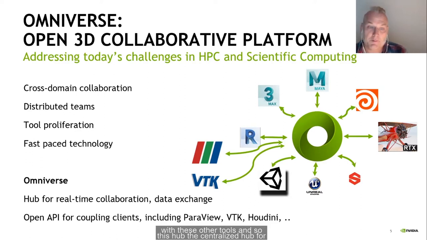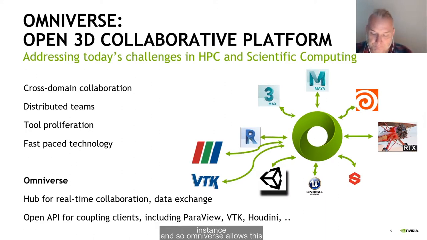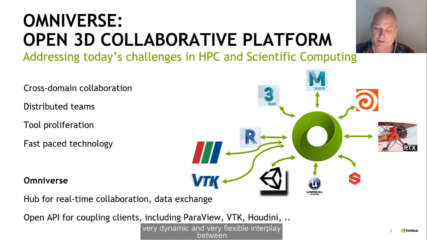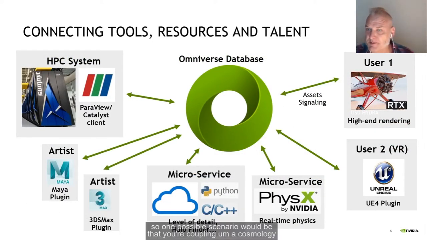And so this hub, this centralized hub for exchange of information, can act as a melting pot between assets that were created in Paraview and are being augmented with tools like Maya to then be rendered within Houdini, for instance. And so Omniverse allows this very dynamic and very flexible interplay between different components and different tools. And so one possible scenario would be that you're coupling a cosmology simulation that runs on an HPC system and is instrumented with Catalyst. You're coupling this to Omniverse and you're consuming those assets with our RTX ray tracing renderer. That would be like the simplest workflow via Omniverse.